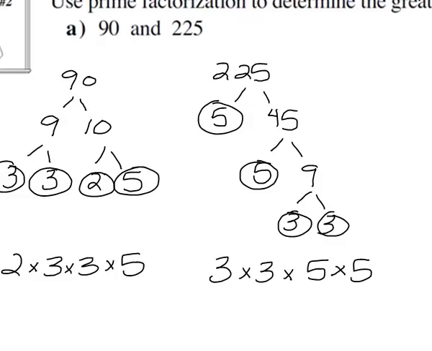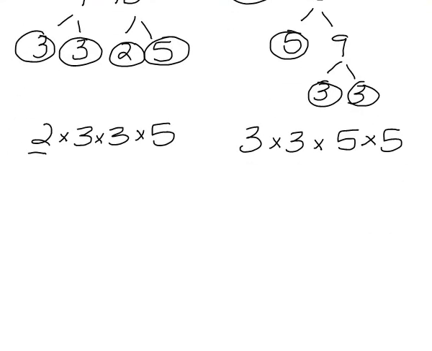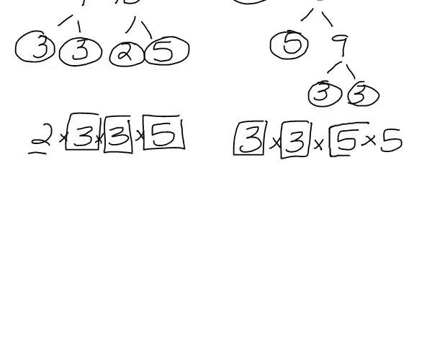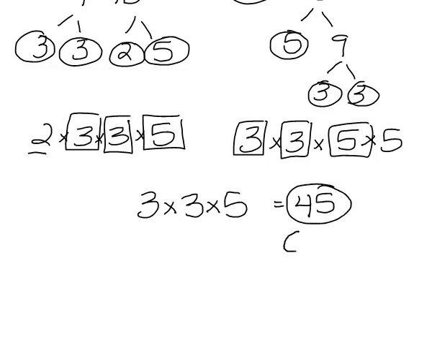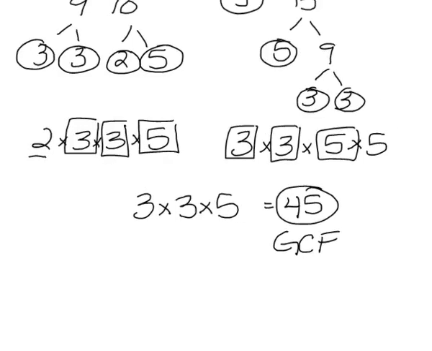In order to determine the greatest common factor, I need to see which prime factors these two numbers have in common. 2, for example, is not in common because only 90 has that. But I see 2 3s that can be matched up and 1 5 that can be matched up. So I know that of the prime factorization of 90 and 225, what they have in common is 3 times 3 times 5. If I multiply those numbers together, I'll get 45. 45 is my greatest common factor of 90 and 225.